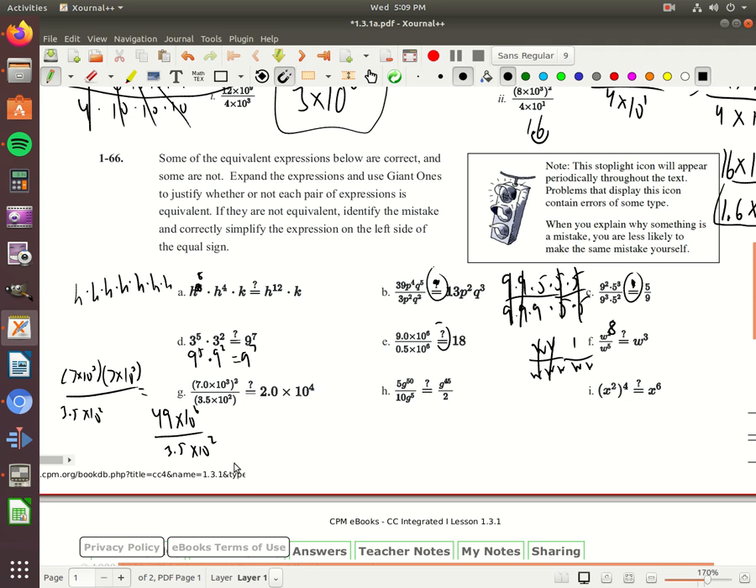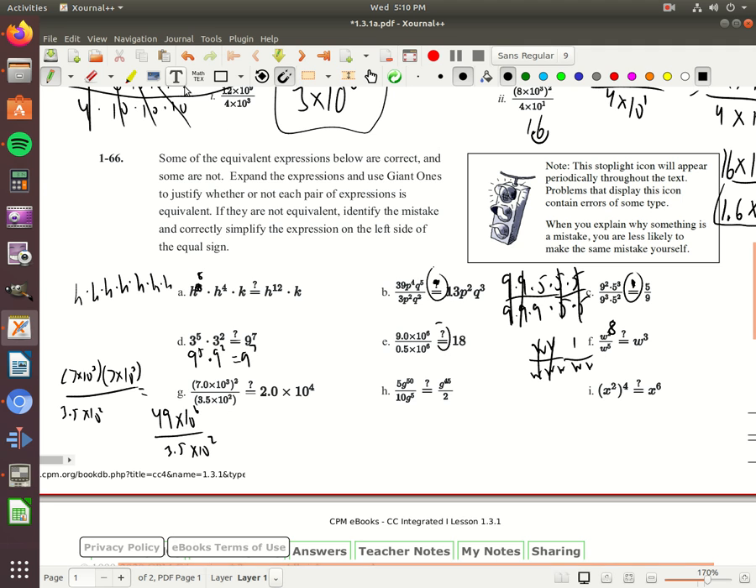So the question is, this 10 to the 4th looks fine to me, right? 6 tens, cross out 2 tens, I'm left with 4 tens, but 49 divided by 3.5 is not going to equal 2. What this thing needs to actually equal is 7 altogether. So how am I going to fix this thing? That's a great question.